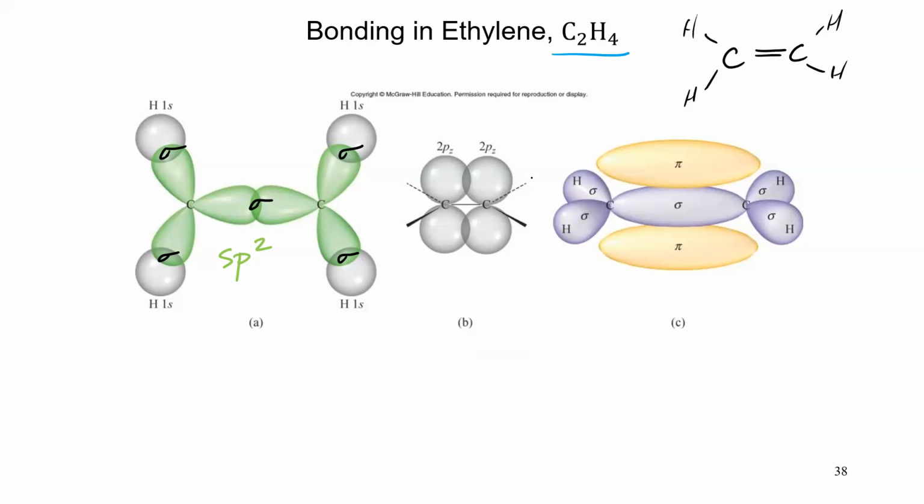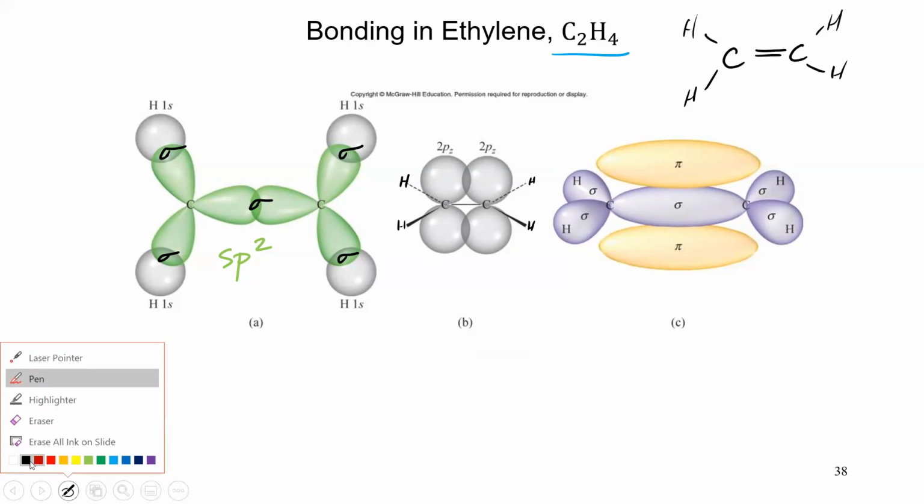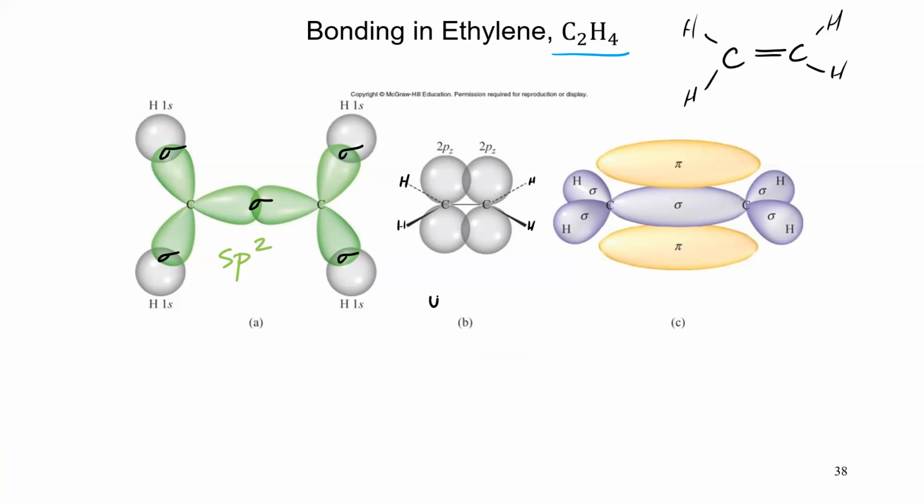Just so you know, right, there's a hydrogen here and a hydrogen here and a hydrogen here. They're not showing the hybrid orbitals in this second frame. Right? They're just showing those p orbitals. And so those p orbitals, right, these are unhybridized. And we're going to call that a pi bond.